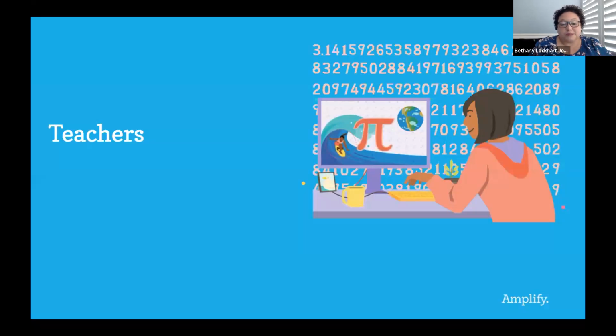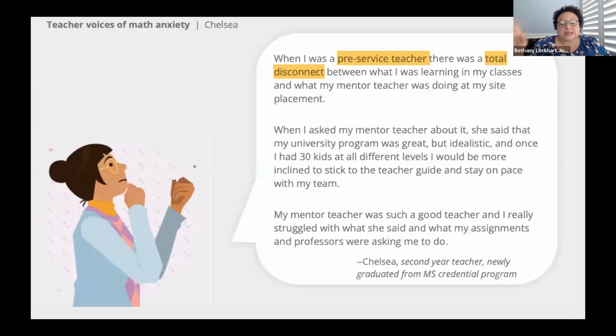And finally, I'll share some parents, some teachers. So Chelsea, she was a newer teacher, and she said when she was a pre-service teacher, what she was learning in her pedagogy class was completely different from what she was seeing with her mentor teacher. And she asked her mentor teacher about it, and she said, oh, that's idealistic, what they're teaching you. But when you have 30 kids all at different levels, you're going to stick to that teaching guide, and you've got to stay on pace with your team. And so she felt like she didn't really learn, well, how do I incorporate these ideas that I'm learning? And she felt like, again, there was a disconnect.